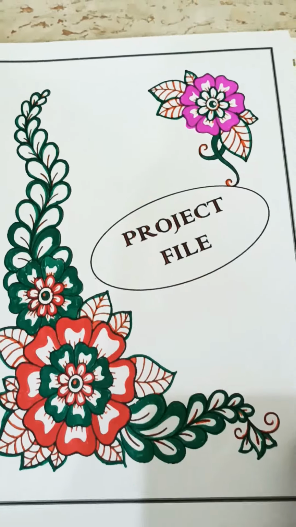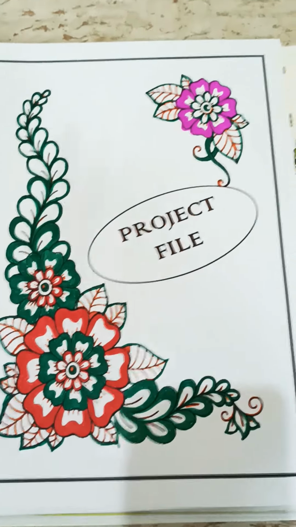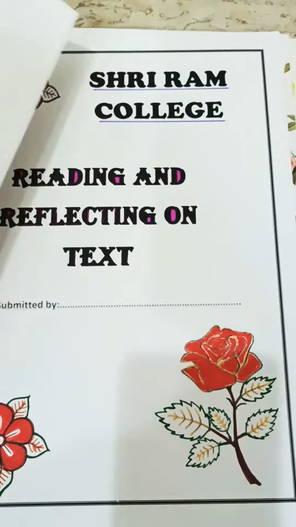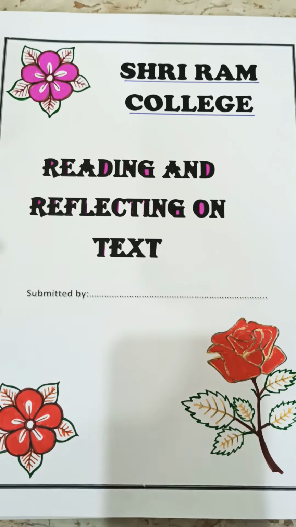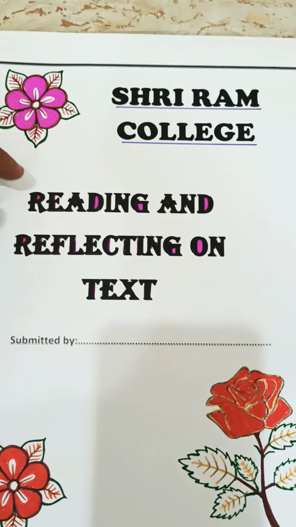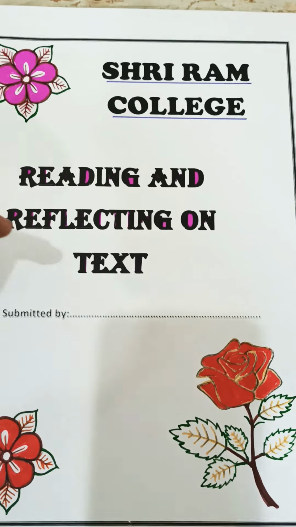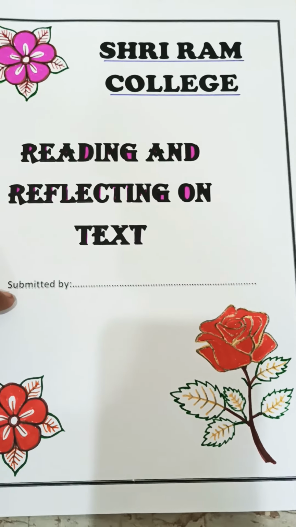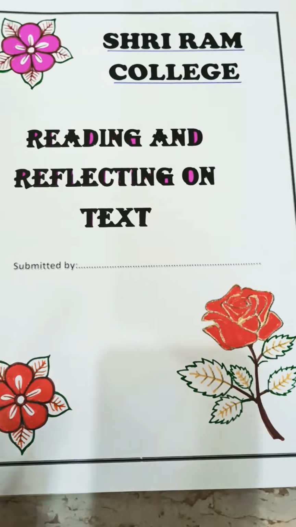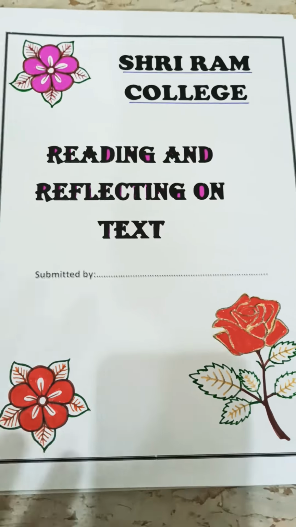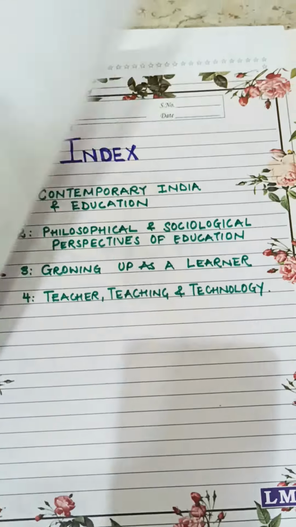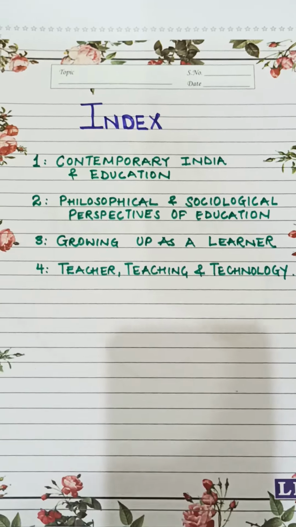Now, to begin with, let us see. The first page we have is the project file, the cover page. The second page comes with the name of your college and the name of the file, which is reading and reflecting on text. We are not to write our name or our roll number. Instead, we shall be given a code which we are going to fill later on. So this is the page. Now we move on. Then we have the index.